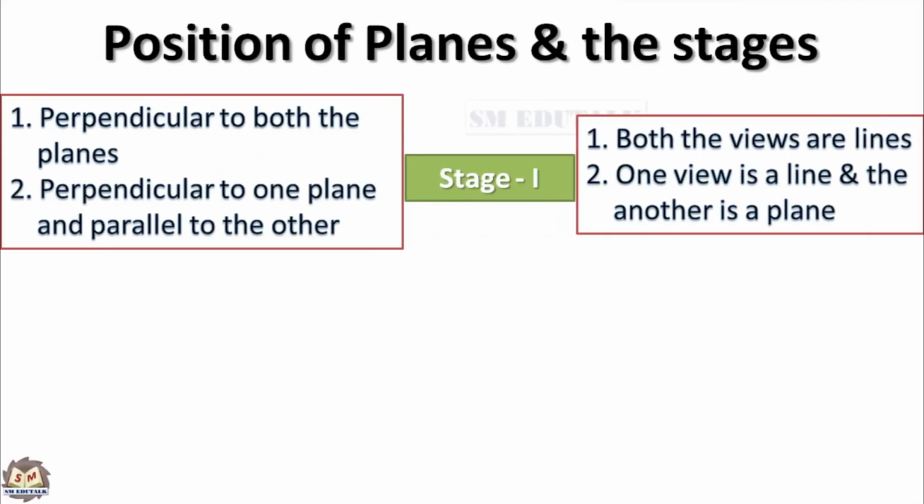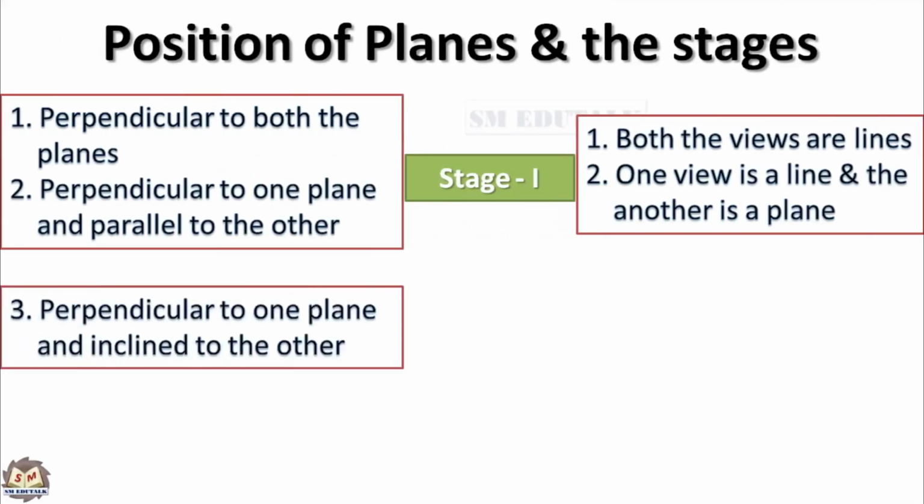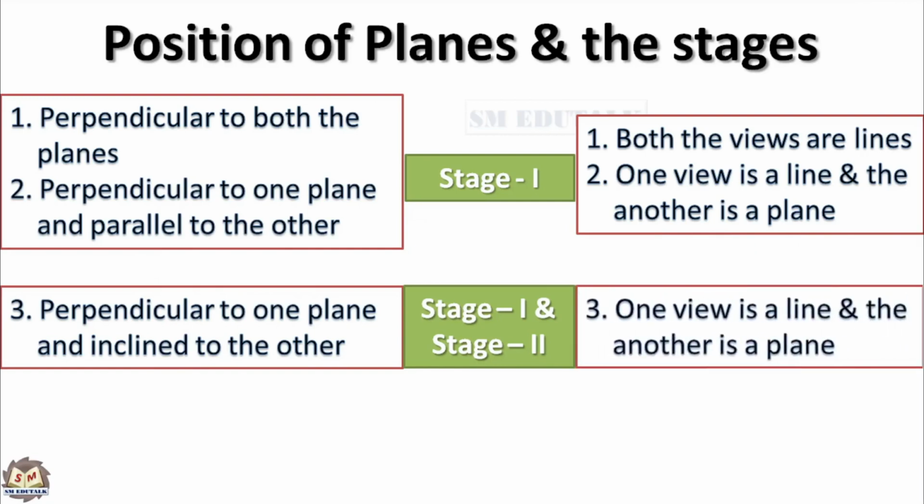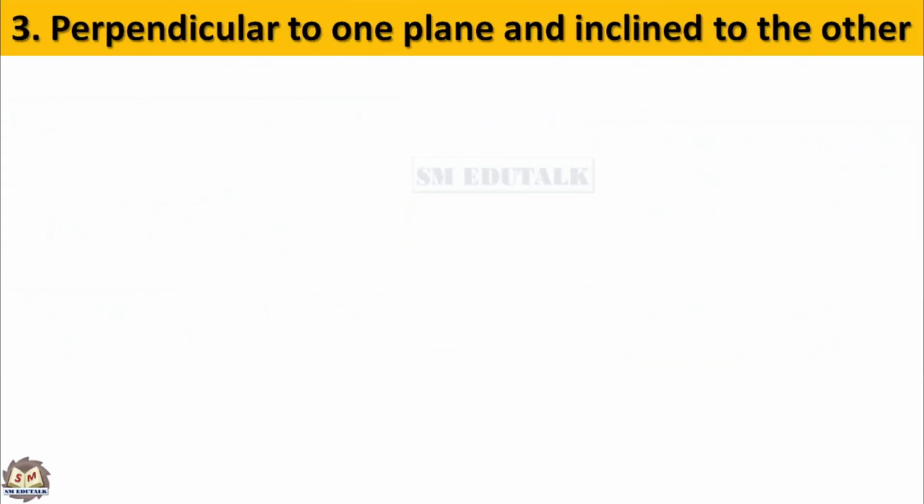Next, we are going to see this video's topic, that is the third position of the plane, perpendicular to one plane and inclined to the other. It's somewhat difficult to imagine a plane when it is in this position. That's why imagine the plane's position in two stages. In stage 1, imagine the plane in simple position. In stage 2, imagine the plane in inclined position. In this stage, the plane is in the desired position. Its one view appears as a line and the other appears as a plane irrespective of its shape. Let us see this third position in detail.